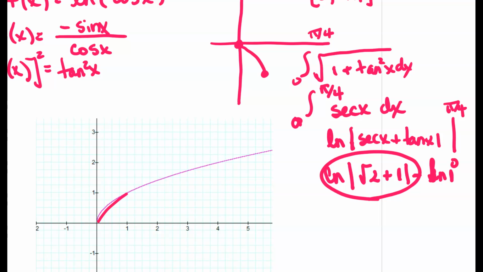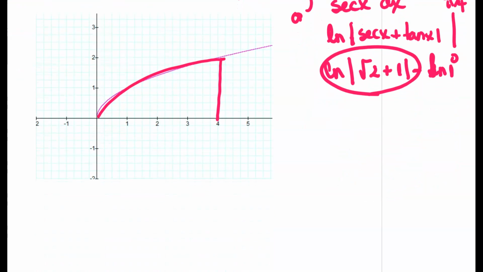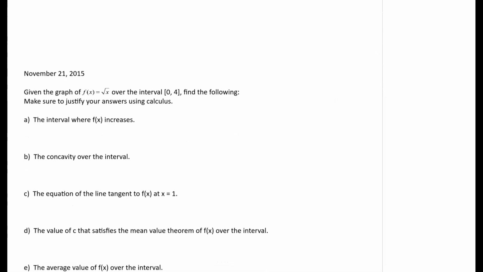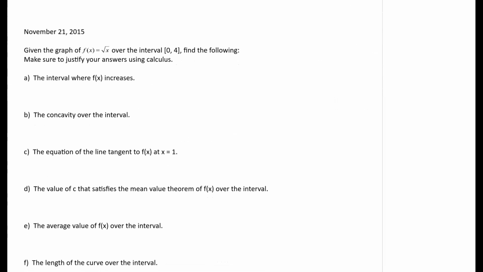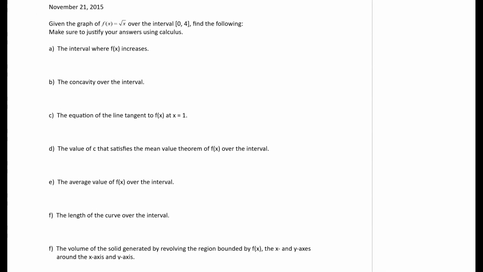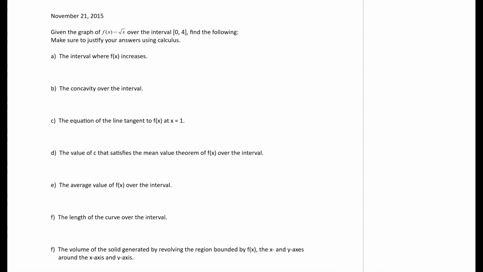Here again is our lovely curve from 0 to 4, the square root of x. And then I noticed this interesting problem from 2015, and don't be alarmed that we got to things earlier in 2015 than we do now. That was back on the old schedule, and things just moved a lot more quickly. So this was like a little, what all can we do with square root of x over this interval? You know, find where f of x increases.